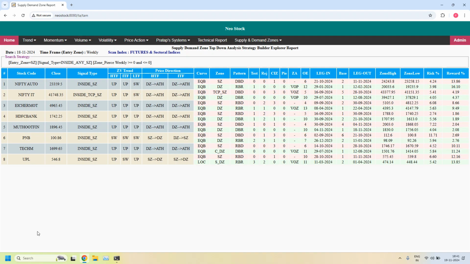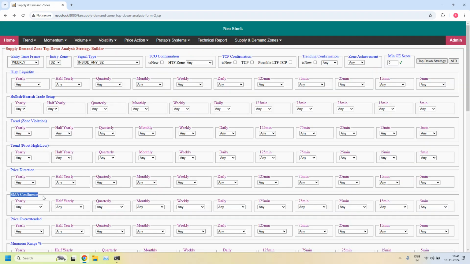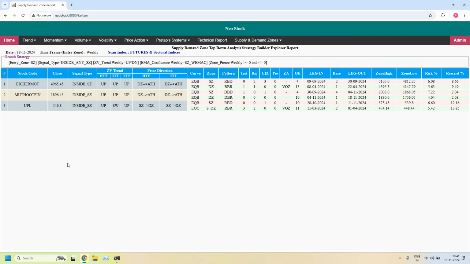In these 8 weekly supply zones, there could be high probability zones based on weekly EMA confluence. Let's verify. In the EMA confluence, weekly time frame, weekly supply zone having weekly EMA confluence, and it should not be having sideways trend. So zone violation trend, weekly time frame, selecting up or down trends. With these filters, we got 3 stocks. In these 3 weekly supply zones, they are having weekly EMA confluence because the weekly trend is up. They are good stocks for counter trend trade setup related trade plans.